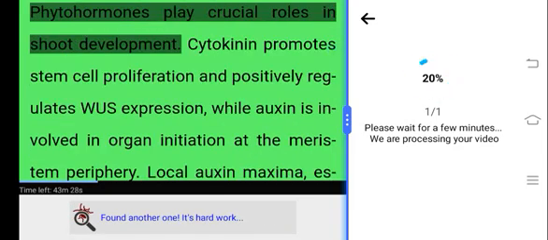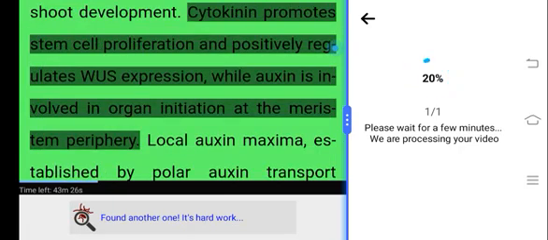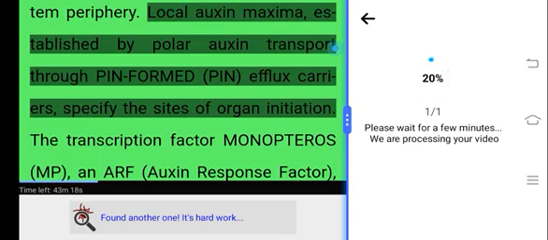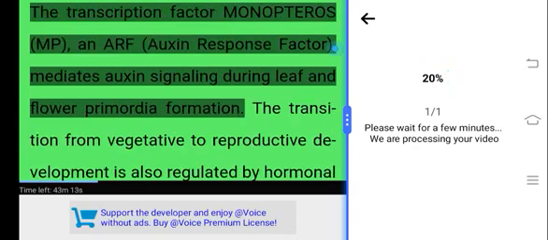Phytohormones play crucial roles in shoot development. Cytokinin promotes stem cell proliferation and positively regulates WUS expression, while auxin is involved in organ initiation at the meristem periphery. Local auxin maxima, established by polar auxin transport through PIN-FORMED, PIN, efflux carriers, specify the sites of organ initiation. The transcription factor MONOPTEROS, MP, an ARF, auxin response factor, mediates auxin signaling during leaf and flower primordia formation.